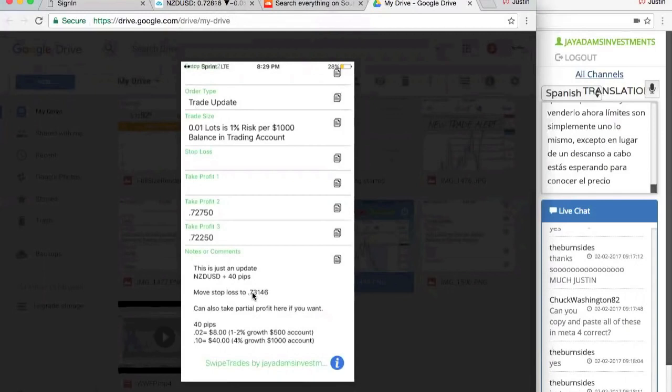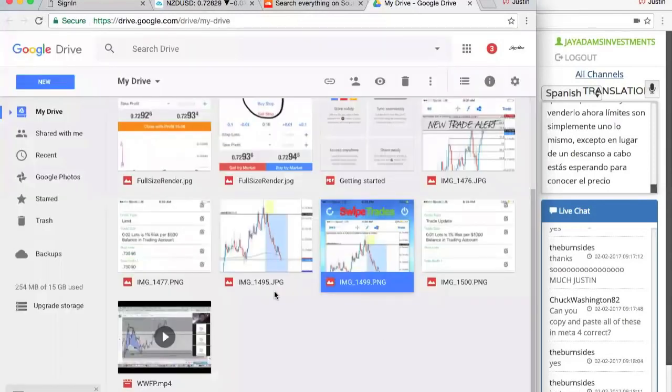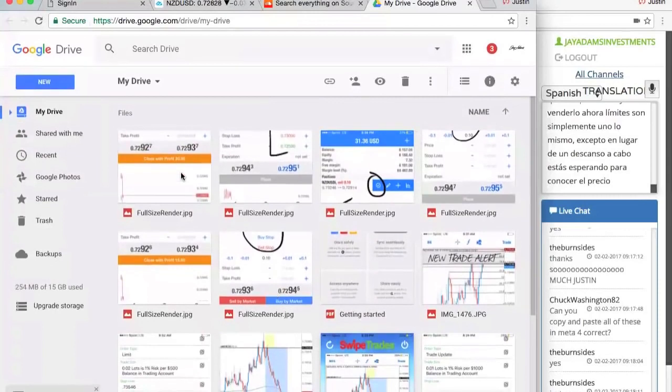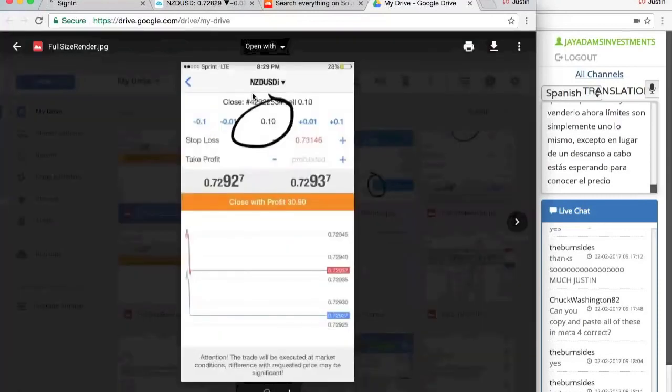Move your stop loss to 0.73146. You can also take partial profit here if you want. So how do you take partial profits? Well, very simple. I have this in my phone, NZD USD, and these are all screenshots.